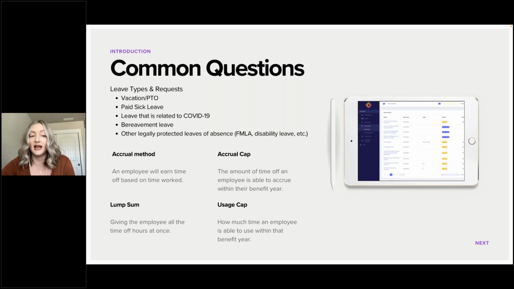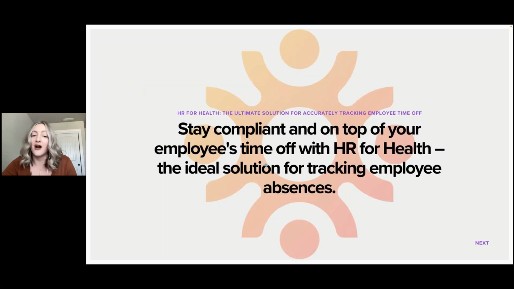If you are using a method outside of a software, you are likely spending a ton of time keeping up with employees' time off balances, deducting time off hours, switching employees into a new benefit tier when it's time for them to earn more hours. And if you have employees on an accrual, making sure that you're updating those balances each day, week, month, it's very time consuming. There's also a huge possibility that human error will occur. HR for Health is the solution to ensuring that you are tracking time off for your employees in a compliant manner.